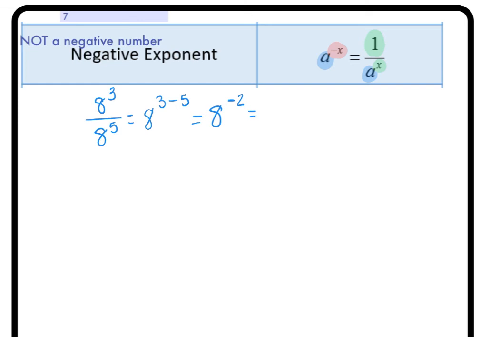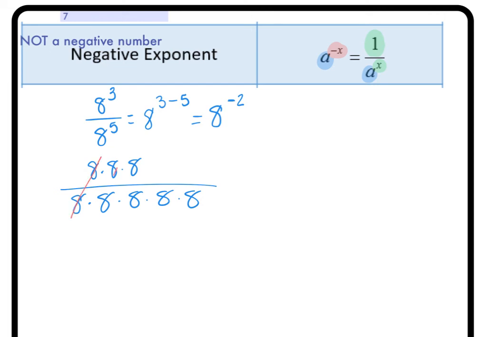But now I'm just going to go ahead and write this in the expanded form. So that means I have 8 times 8 times 8 divided by 8 times 8 times 8 times 8 times 8. So that's 5 8s. And I go ahead and do my canceling trick that I've been doing. The reason why I'm able to use this is because I just showed you in the previous quotient example that this does work for all of them. So it can't be wrong to do it this way.